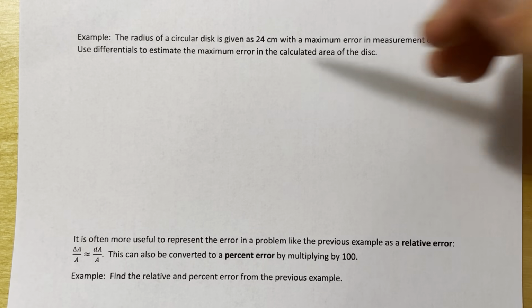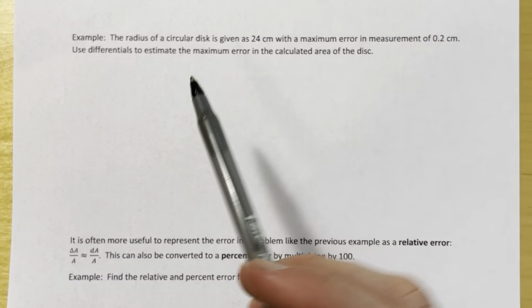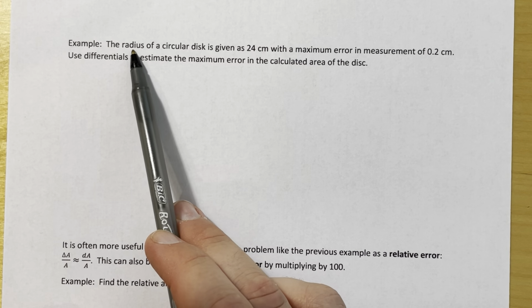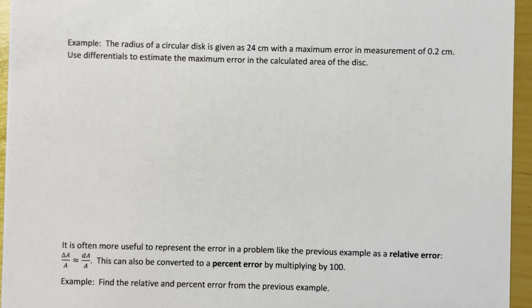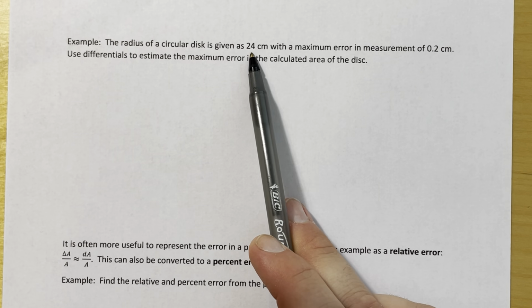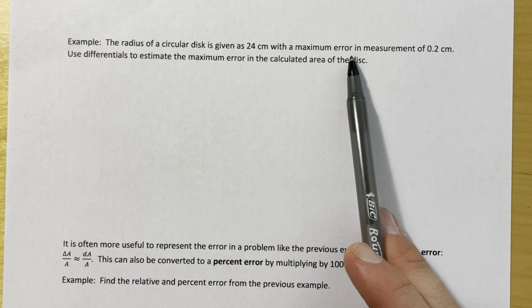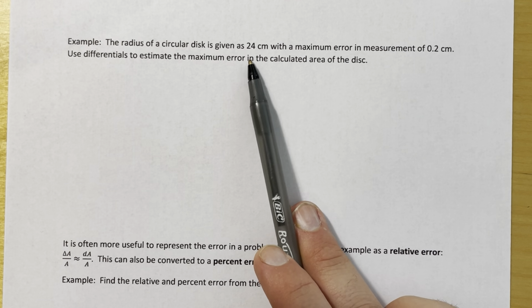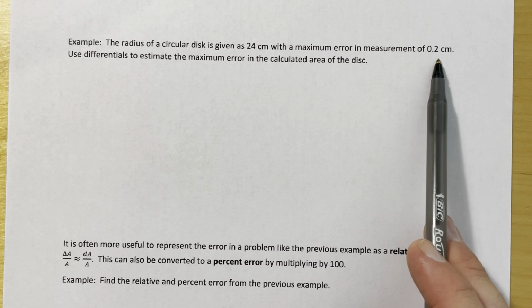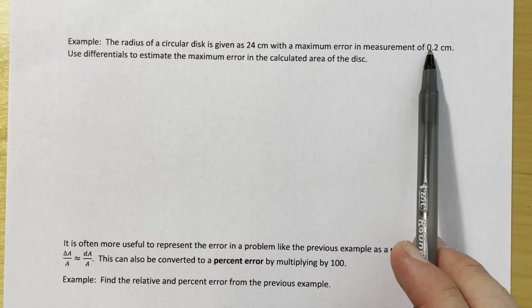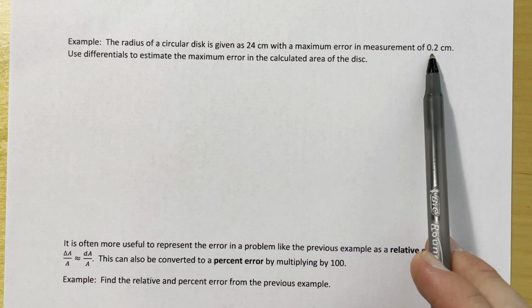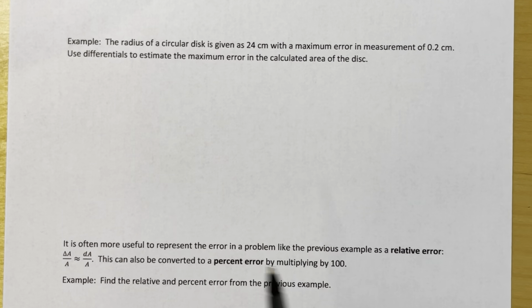So to give you an example, let's suppose that some company produces these circular discs, okay? And the radius of these circular discs is supposed to be 24 centimeters. But the machinery, the way that it's built, is not perfect, and so there ends up being a maximum possible error in that measurement of 0.2 centimeters. Okay, so that's an error in the radius. We can have up to 0.2 centimeters off of that 24 centimeter radius that we're looking for.